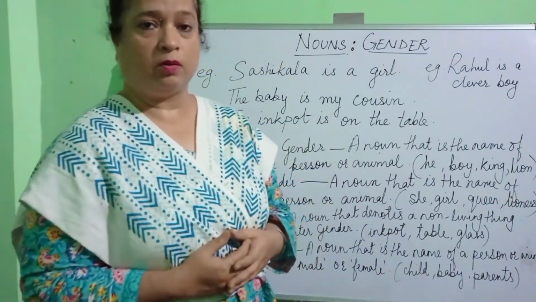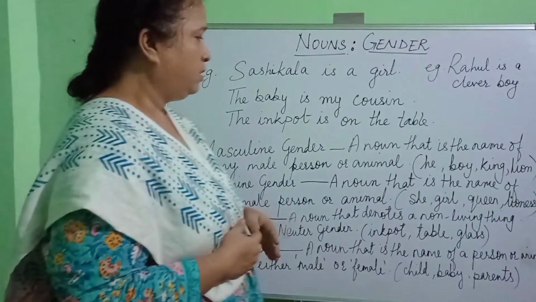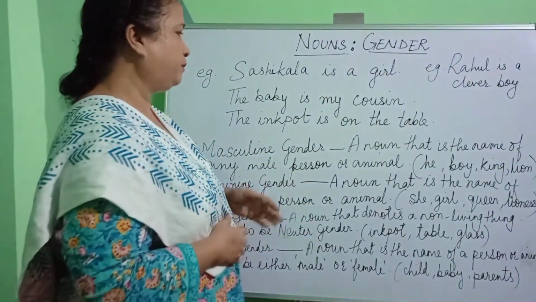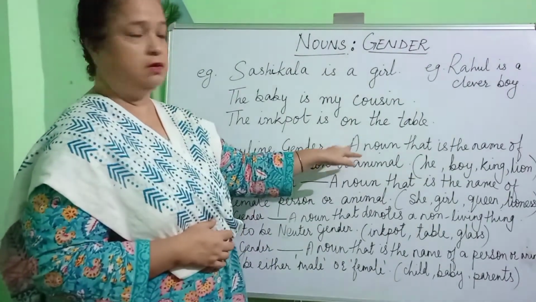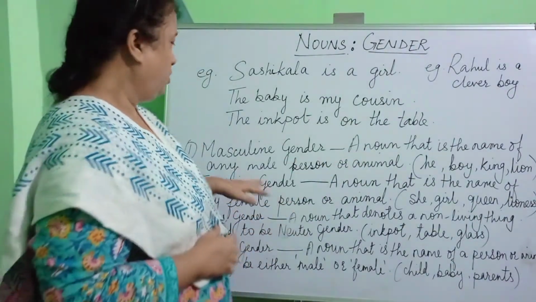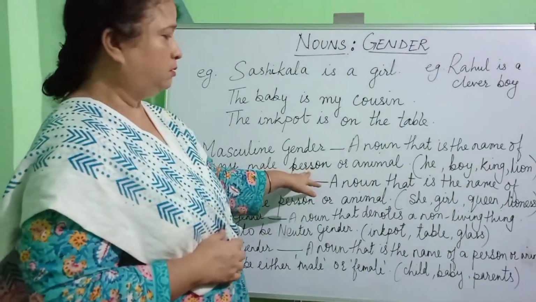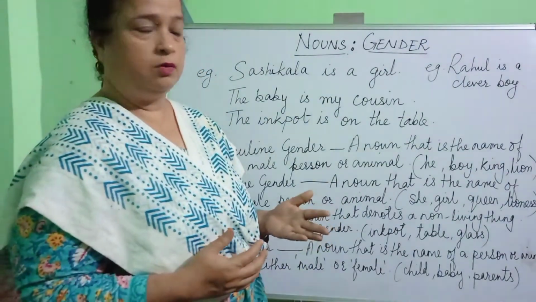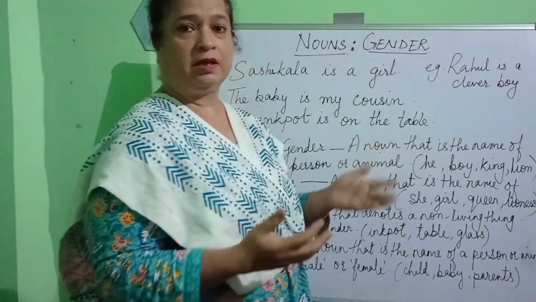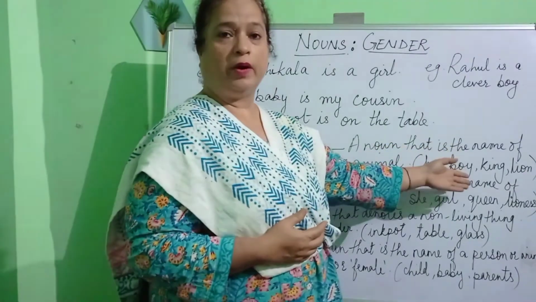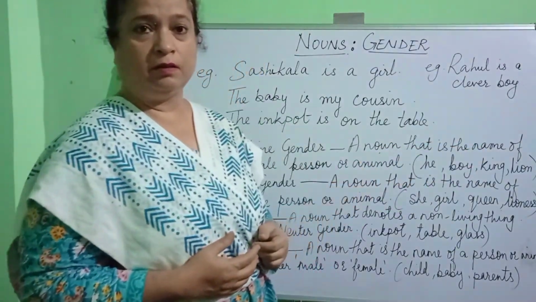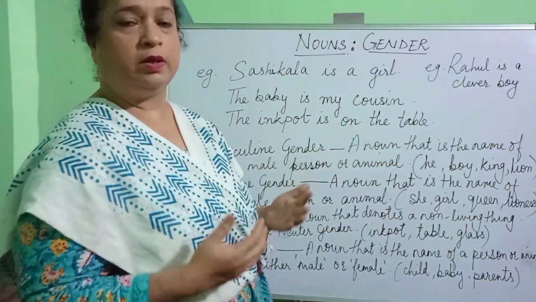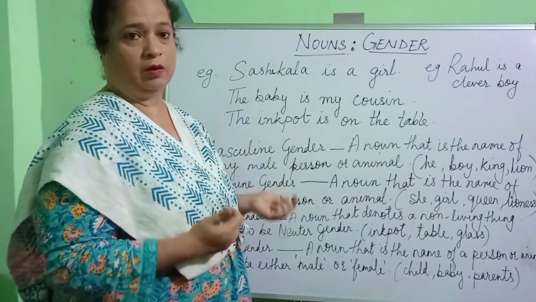So let us learn about the different kind of genders. The first one that we are going to learn is the masculine gender. So what is a masculine gender? A noun that is the name of any male person or animal is known as a masculine gender. Okay? Now what are the words that can come in this? He, boy, king, lion, Rahul, Amit. These are all masculine gender or masculine noun.